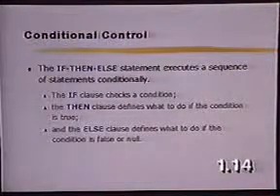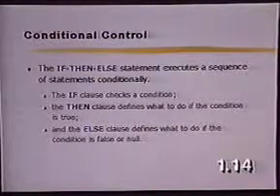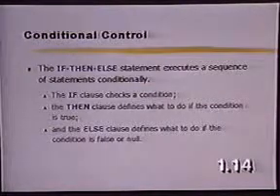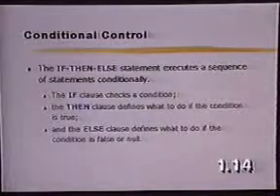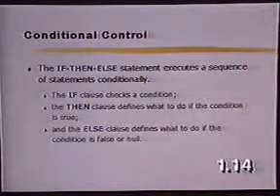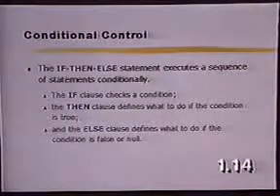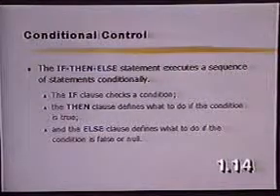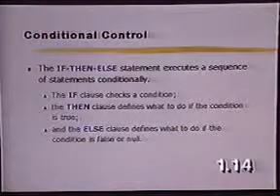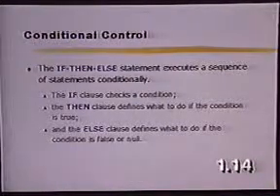The most important one in terms of conditional control flow is the if-then-else structure. What this allows us to do is execute a sequence of statements based on some kind of condition. The if clause will check the condition. If this condition turns out to be true, the then clause decides what we want to do if the condition is met. In other words, if the condition is true, this is what we should be doing. If the condition is not true, the else clause defines what we should do if this condition was either false or null.